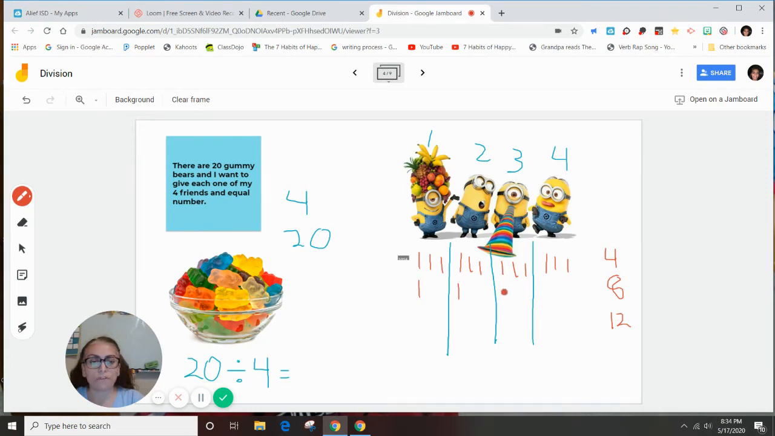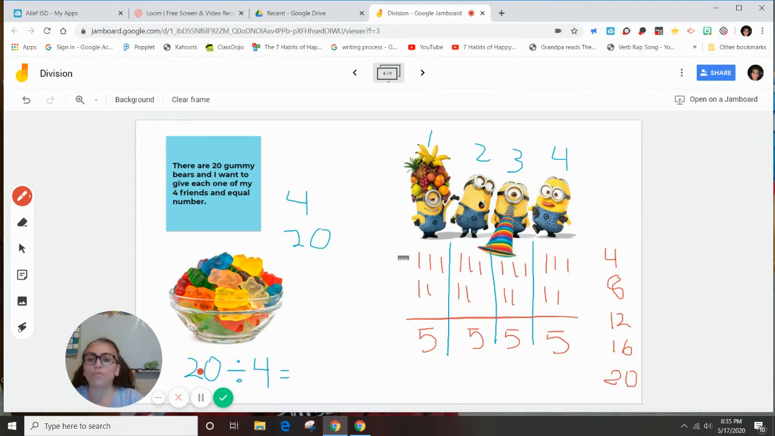Okay, 13, 14, 15, 16, 17, 18, 19, 20. Okay, so I had 16, then I got to 20. Now I'm going to count how many I gave to each one of my friends, because that's what I want to know. I already knew I had 20, and I already knew I had 4 friends. How many gummy bears was I able to give to each one of my friends? So I want to count 1, 2, 3, 4, and 5. Okay, and each one of my friends is going to get 5.